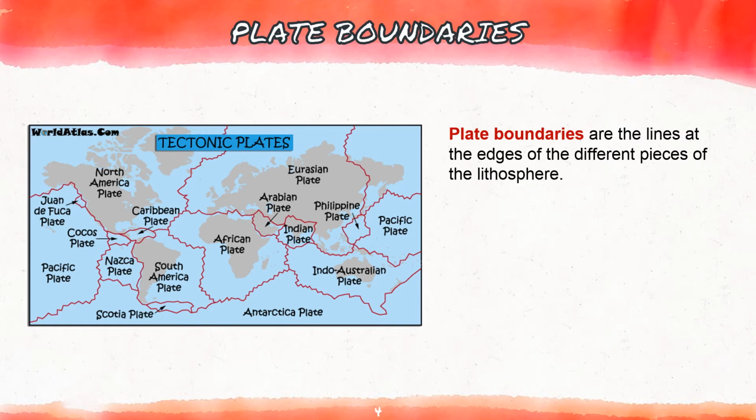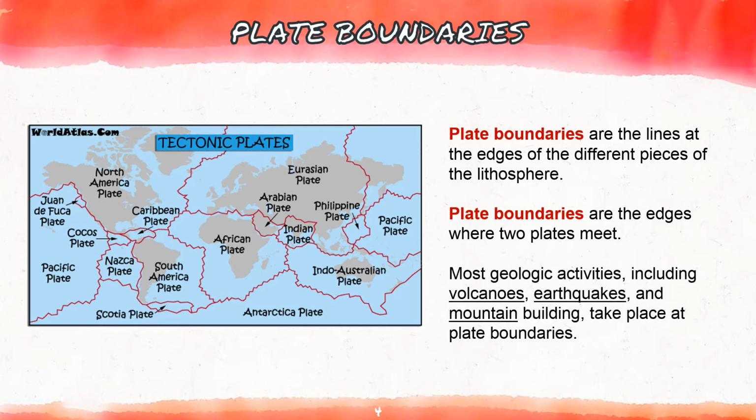Now we have the concept of the plate boundaries. As you can see in the illustration, there are lines in the tectonic plates. These are the lines at the edges of different pieces of the lithosphere. That is what we are referring to as plate boundaries. Plate boundaries are the edges where two plates meet. Therefore, most geologic activities, including volcanoes, earthquakes, and mountain building, take place at plate boundaries.